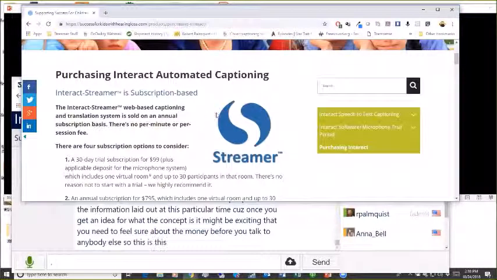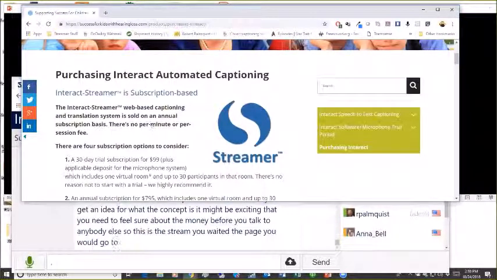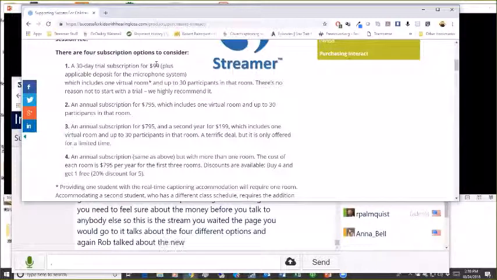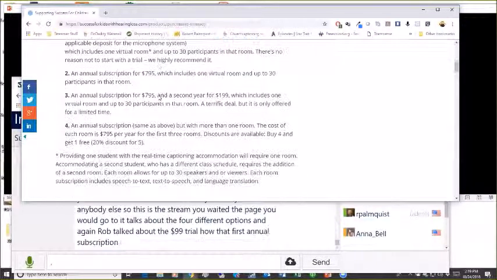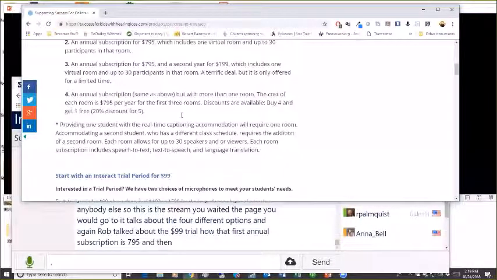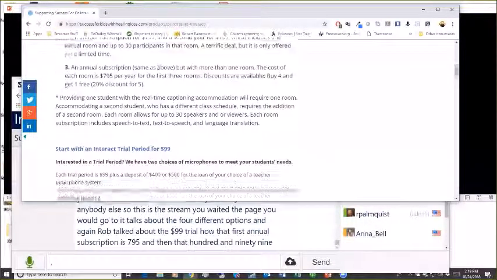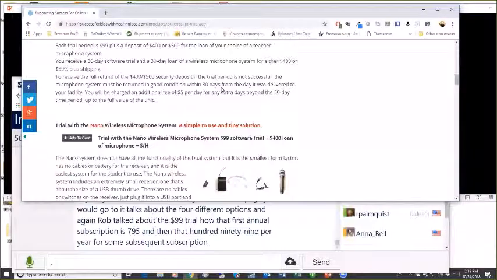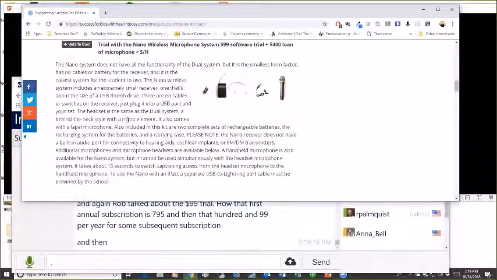So this is the page you would go to. It talks about the 4 different options, and again, Rob talked about the $99 trial, how that first annual subscription is $795, and then that $199 per year for subsequent subscription years. At least that's how it is now. And then the Nano trial, remember, that's the one that looks like a thumb drive. This is the information about that.